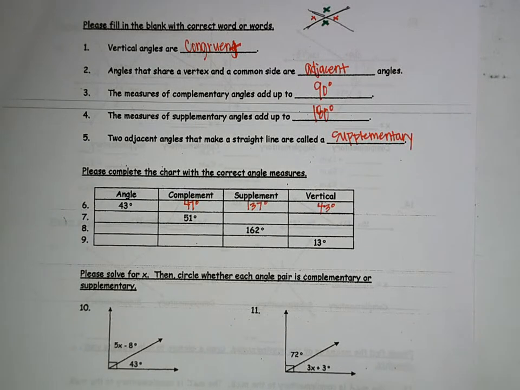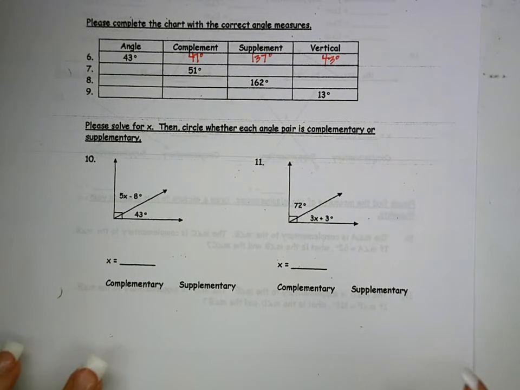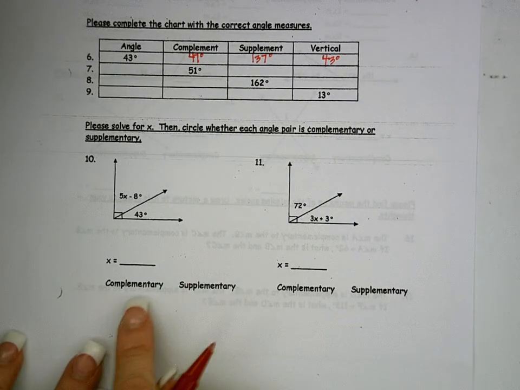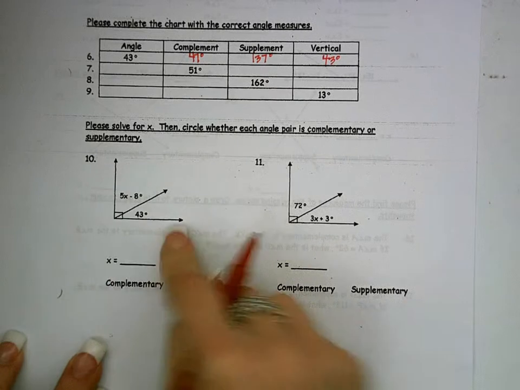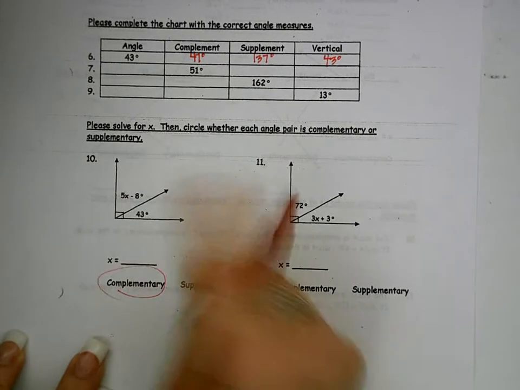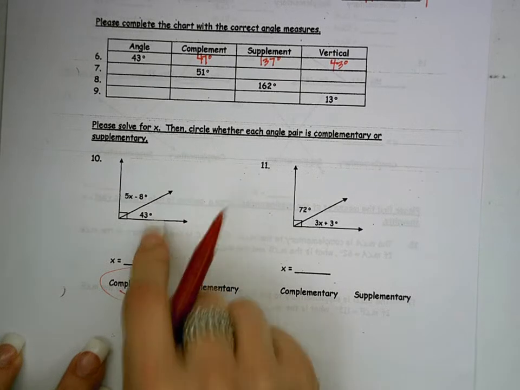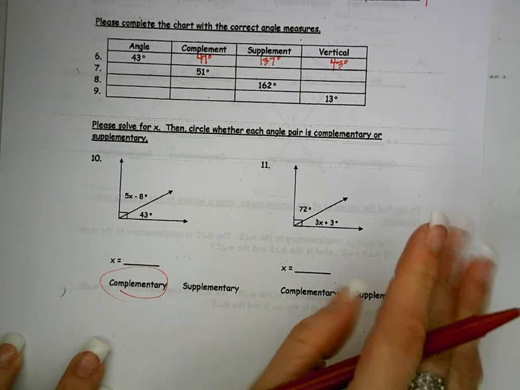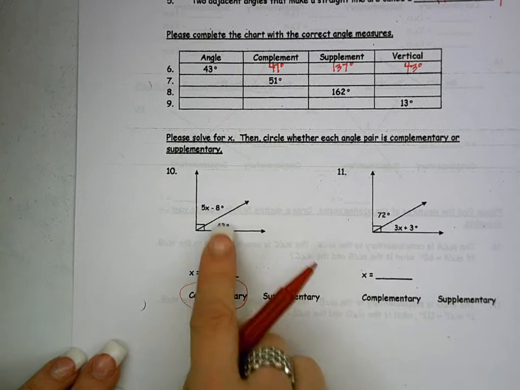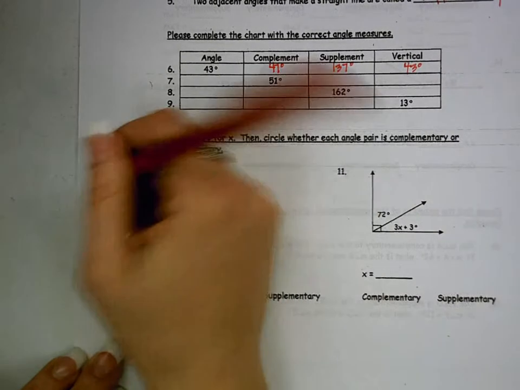Now, let's look at some of these ones. It says solve for x. Circle whether each angle pair is complementary or supplementary. Looking at this one, are they complementary or supplementary, and how do you know? They're complementary because it's a right angle, so that makes 90 degrees. So how would you solve for x? We know that these two together equal 90, so you could set up an equation.